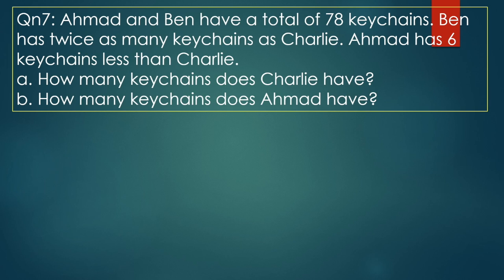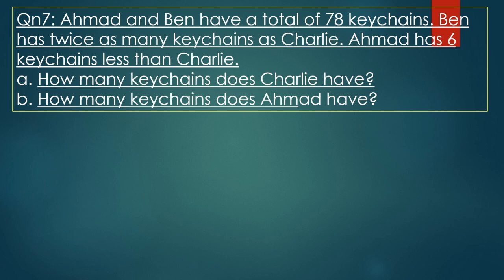Okay, so question 7. Ahmad and Ben have a total of 78 keychains. Ben has twice as many keychains as Charlie. Ahmad has 6 keychains less than Charlie. A, how many keychains does Charlie have? And B, how many keychains does Ahmad have? So let's draw the number of keychains that each boy has in terms of rectangles.